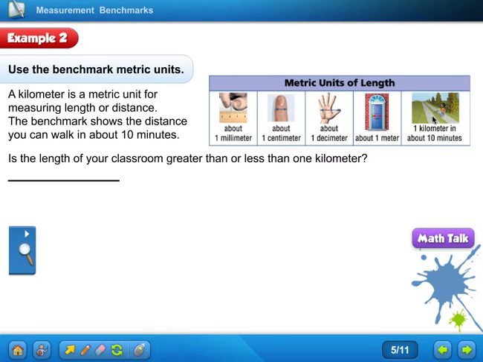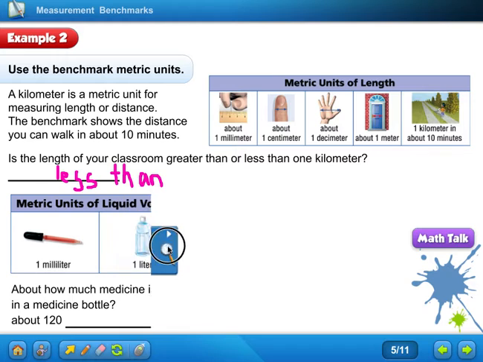What do you think? If you said less, you are correct. Let me write less. Ooh, my S's are so not good. Sorry. I hope your writing is a lot better than mine. All right, let's pull out the next one.